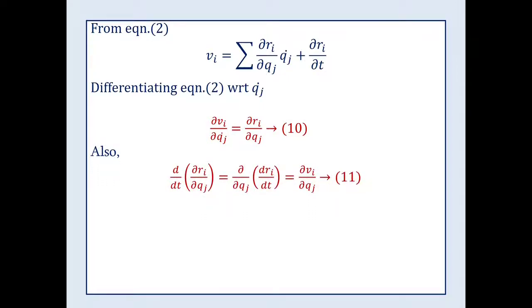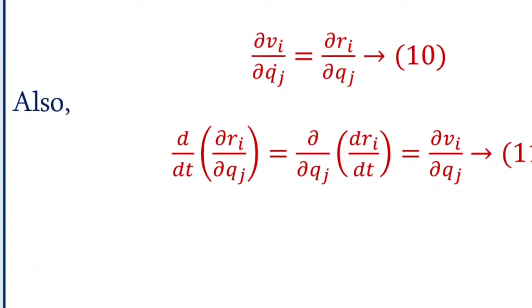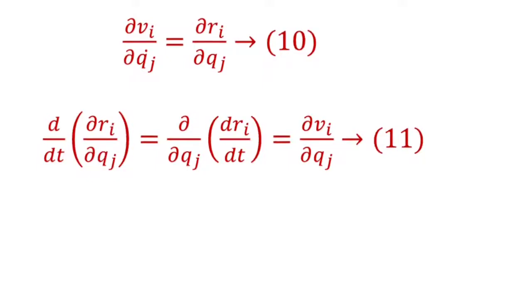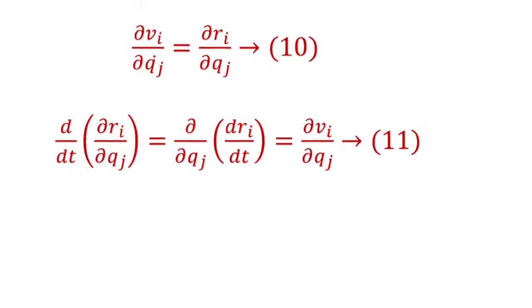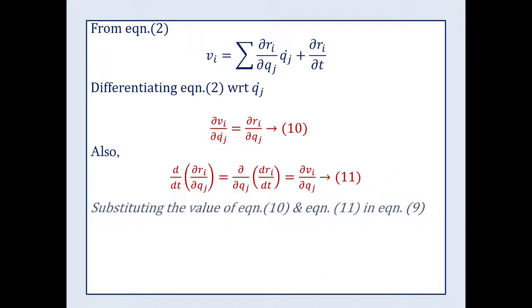And also in that previous equation number 9, you would have got d/dt of ∂Ri/∂Qj. And here this d/dt and ∂/∂Qj can be interchanged. That is, differentials can be interchanged. So ∂/∂Qj into dRi/dt. We know dRi/dt is Ri dot, and Ri dot is nothing but vi. So ∂vi/∂Qj, this is taken as equation number 11.